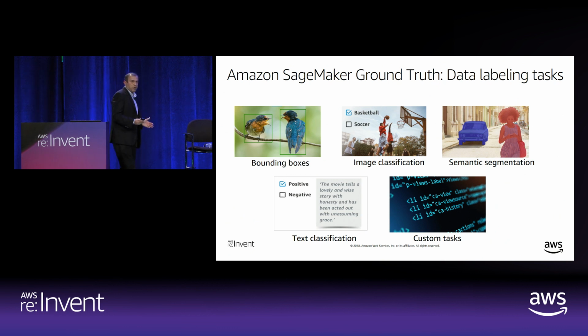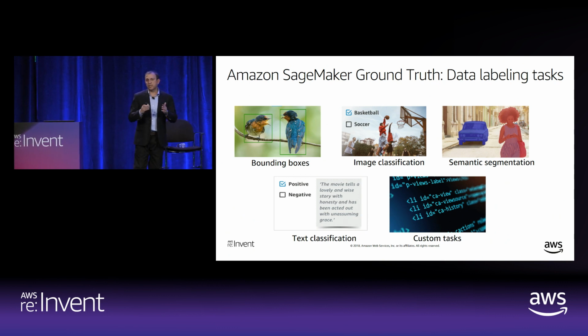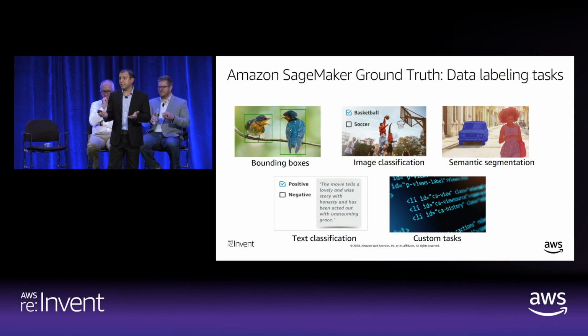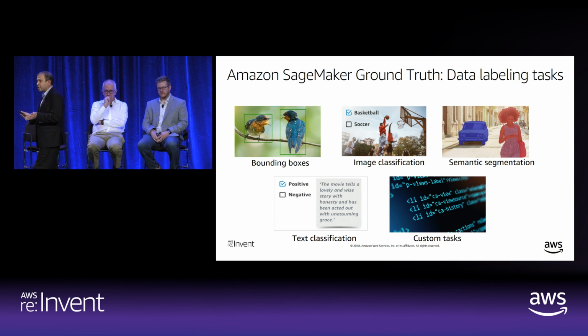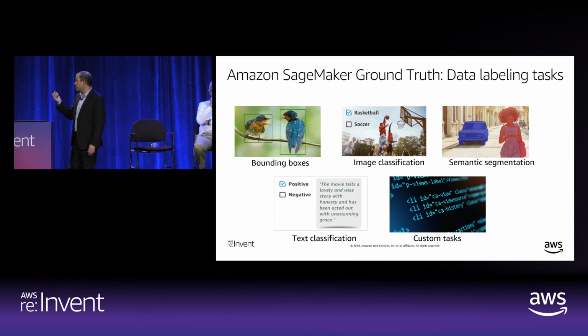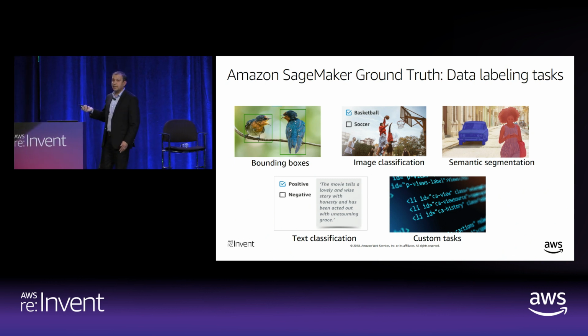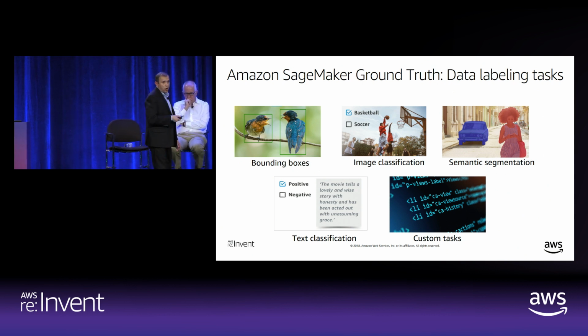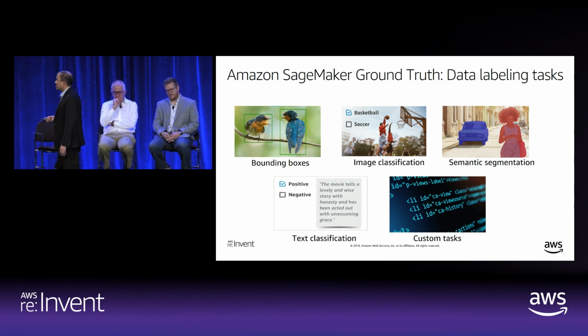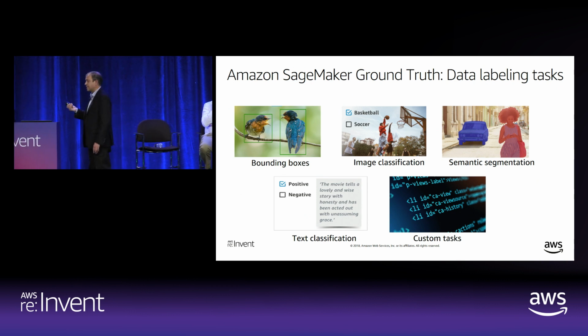Now, let's go through the three value propositions: first ease of use, then cost efficiency and accuracy. In terms of ease of use, Ground Truth supports built-in workflows for labeling tasks. These include pre-configured UX as well as the flows. When creating a labeling job, you can use one of these workflows and, just through point and click, quickly configure a labeling job and get going. At launch, we have 4 predefined workflows: bounding boxes, image classification, semantic segmentation, and text classification.